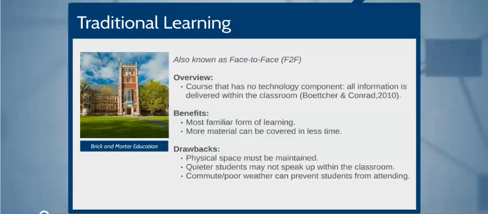The first model of learning that we'll be looking at is traditional learning, also known as face-to-face. According to Bocher and Conrad, a traditional course is a course that has no technology component. All information is delivered within the classroom. The benefit to this form of learning is that since this is the model the majority of high schools use, students are most familiar with this form. Lifetime learning and questioning also ensures more material could be covered in less time.